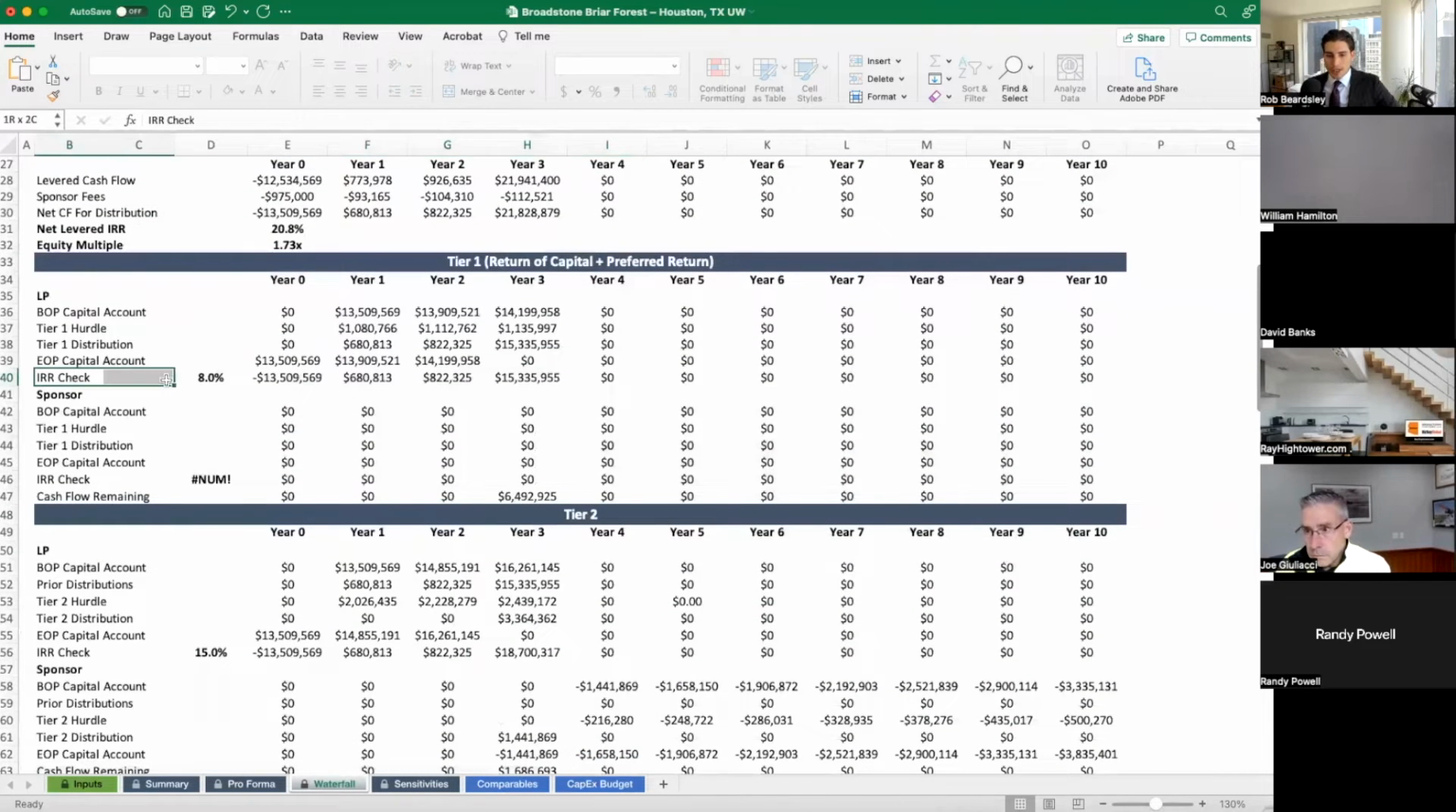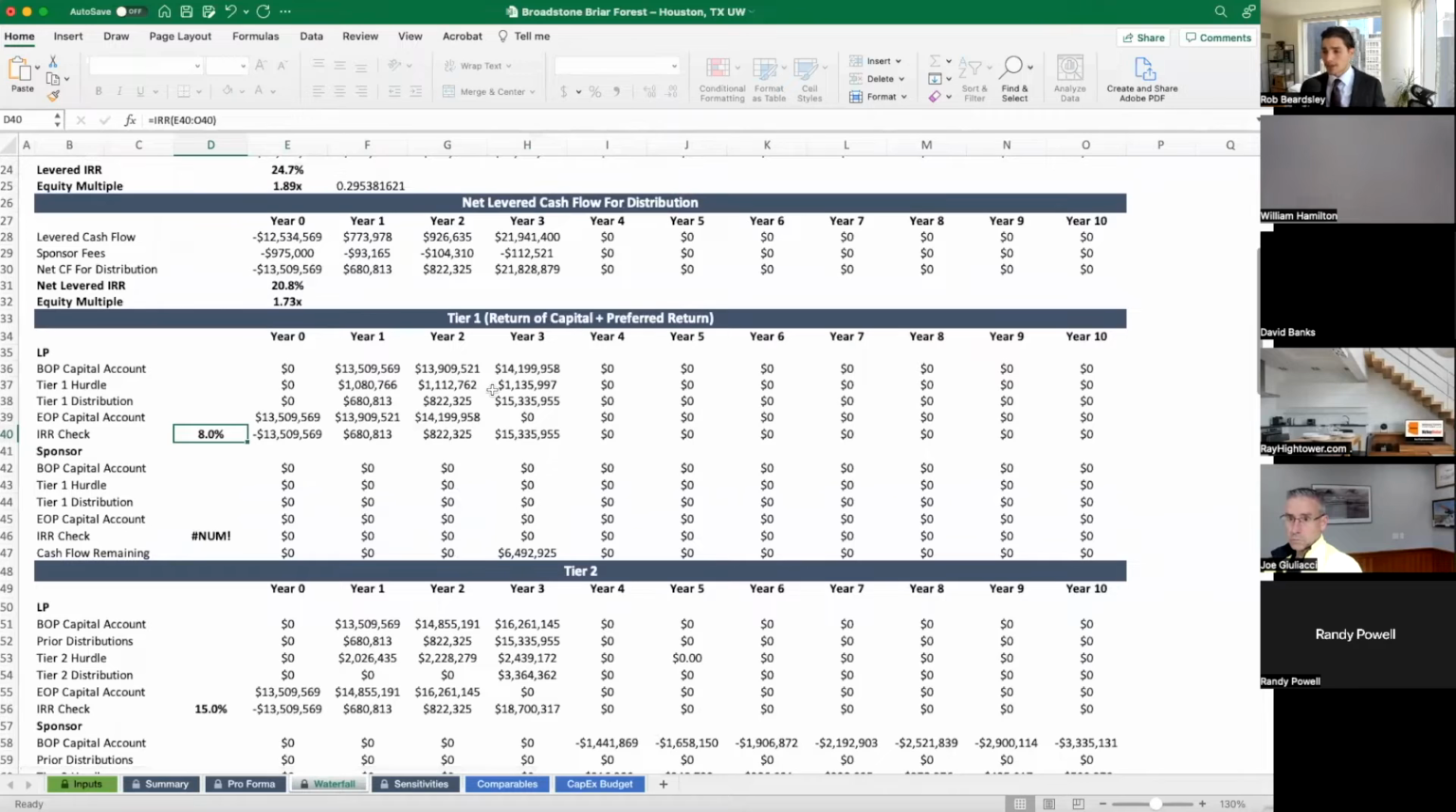And here we have the IRR check. So basically you can see this was distributed in year 1, this was distributed in year 2, and then this is distributed in year 3, and that is an 8% IRR. So by giving investors that 15.3 million in year 3, we have now satisfied tier 1. We have provided an 8% cumulative and compounded return, and we've returned all the original capital back. And you can see that that is the case by simply running an IRR calculation on that. However, there's more actually to distribute, right?